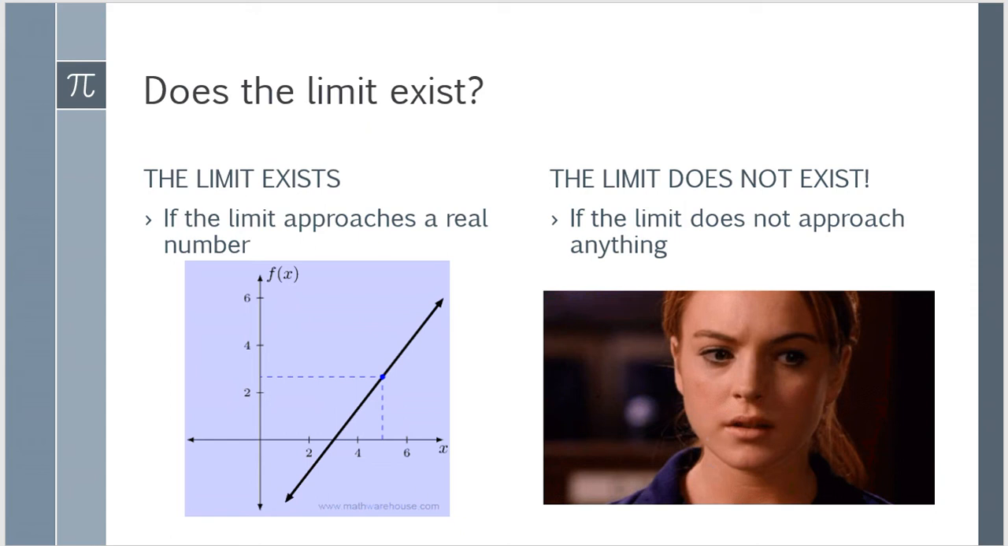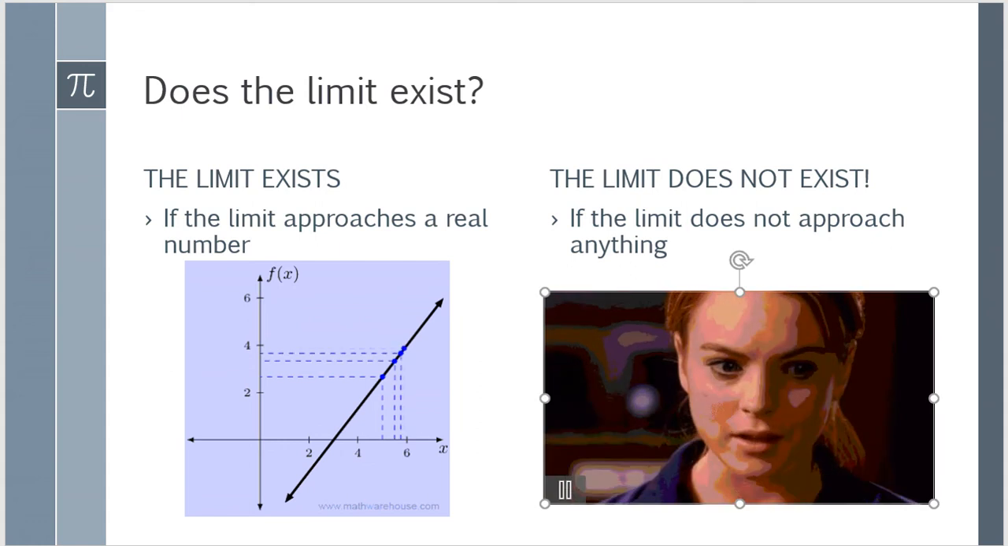Something that is not a real number is infinity. Infinity is the idea of an ever-growing number. That's a very fine distinction, but it's something we will practice. Infinity is not a number, even though it feels like we can treat it like one. It's an idea, a concept. So if a limit is approaching infinity, that's not a real number, and if your limit doesn't approach a real number, the limit does not exist. As Mean Girls so eloquently put it, the limit does not exist.